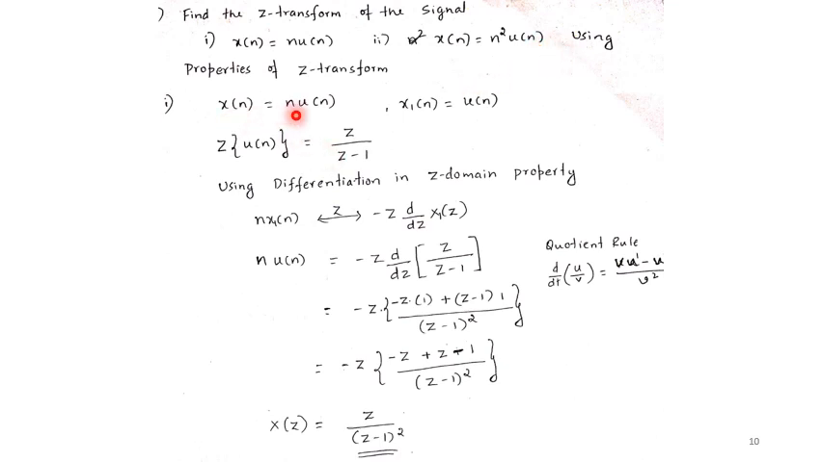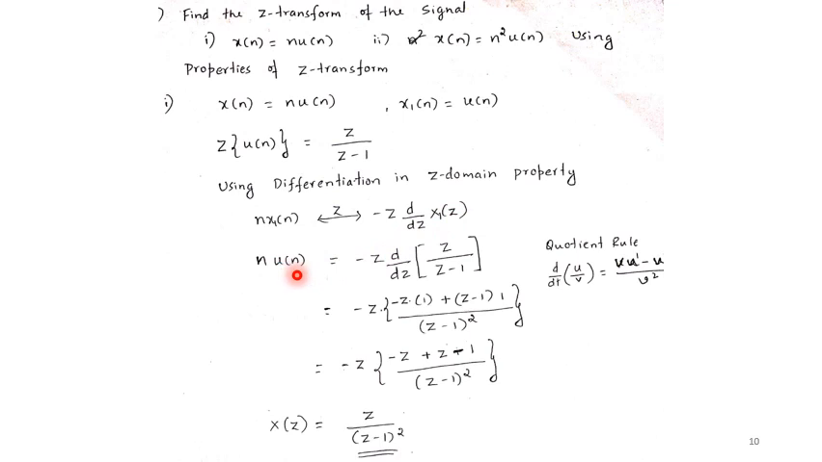So given x of n is n into u of n, you know that the z transform of u of n, one of the standard signals, the unit step function, is 1 by 1 minus z inverse, so z by z minus 1. Now using the differentiation in z domain property, take u of n as x1 of n. So n into x1 of n has the z transform minus z d by dz of X1 of z.